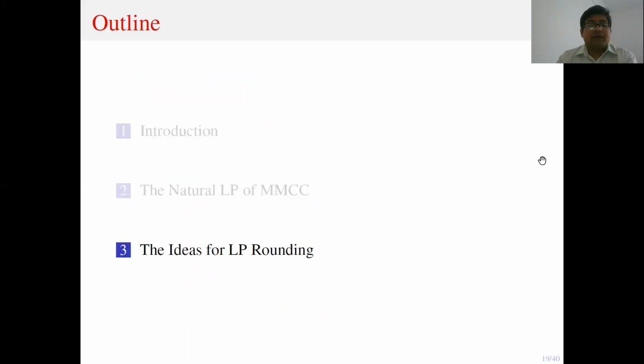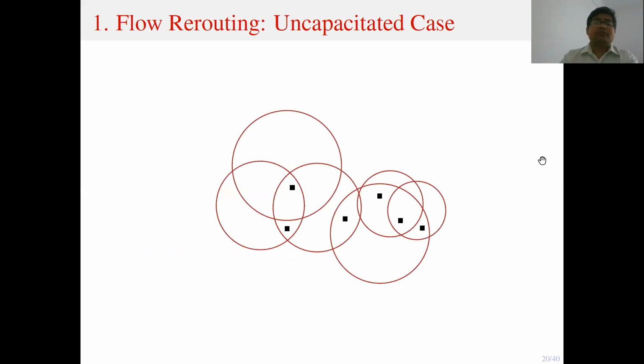So let me now talk about the ideas that we need for this LP rounding algorithm. The first idea is called flow rerouting. Let me demonstrate this idea with respect to the uncapacitated version of the problem. In the uncapacitated version, I can assign any number of points to a ball. Suppose we are given a fractional solution and we would like to round it to an integral solution without losing much in the cost. The algorithm is very simple.